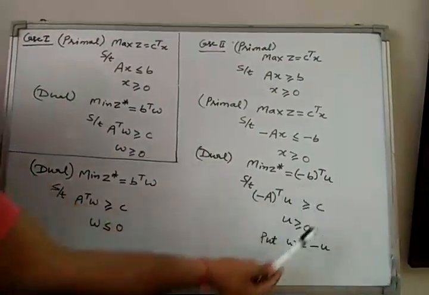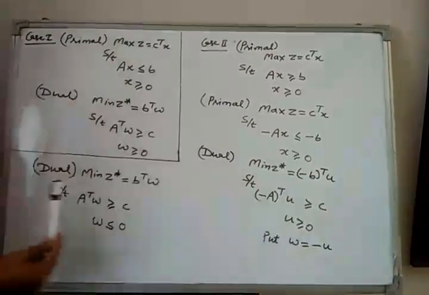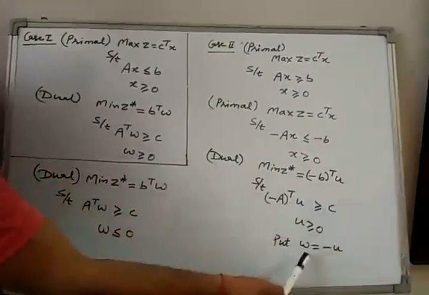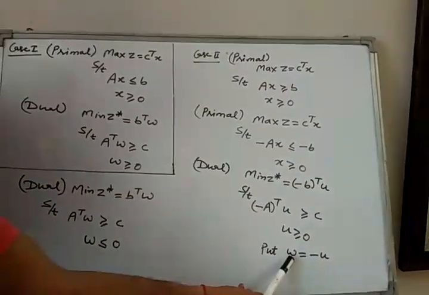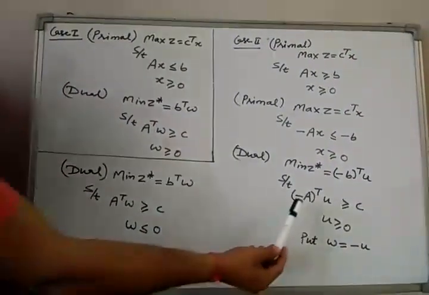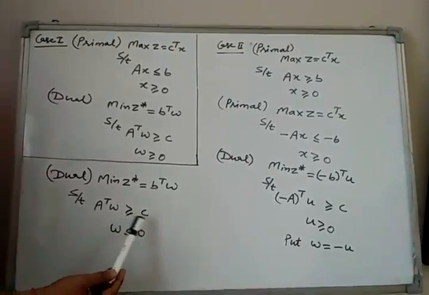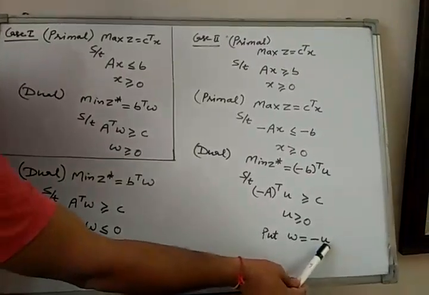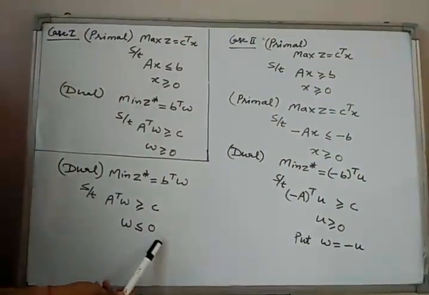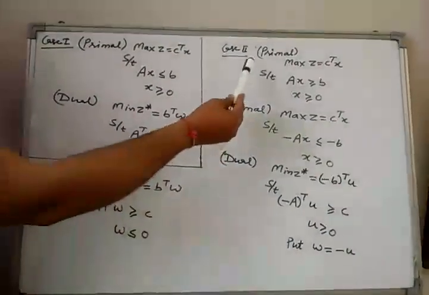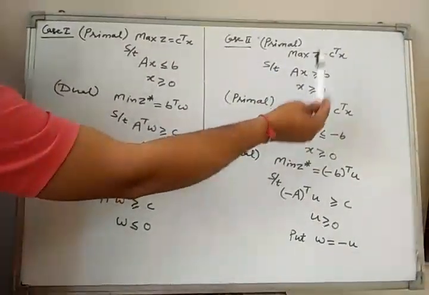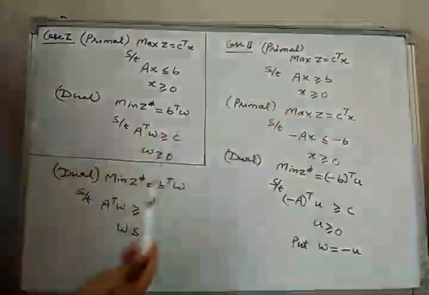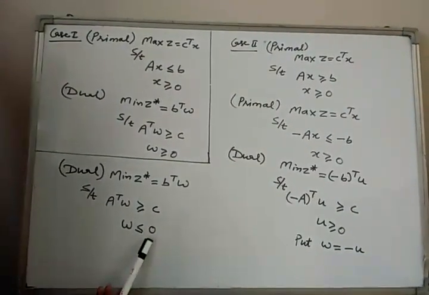Now here we put w equal to minus u, then we rewrite the dual. It becomes: minimize z star equal to, since u is minus w, b transpose w, subject to A transpose w greater than equal to c, because u is greater than equal to 0 and we put w equal to minus u, therefore w becomes less than equal to 0. Therefore if in the second case all inequalities in primal problem are of greater than equal to type, then all dual variables are less than equal to 0.